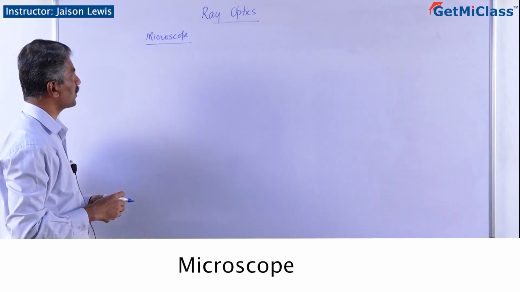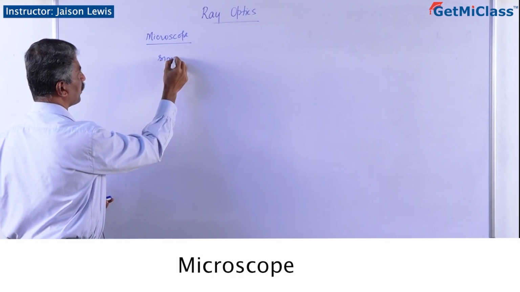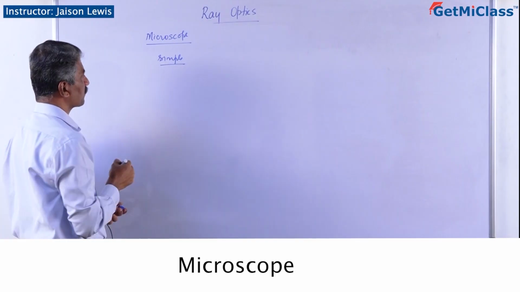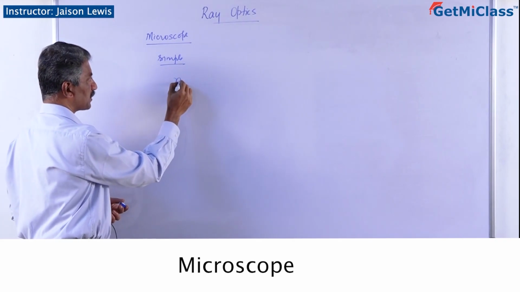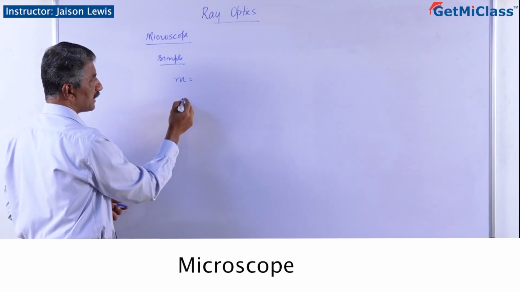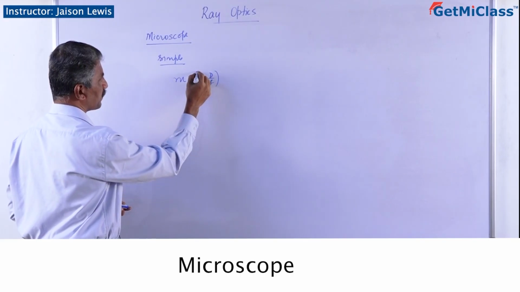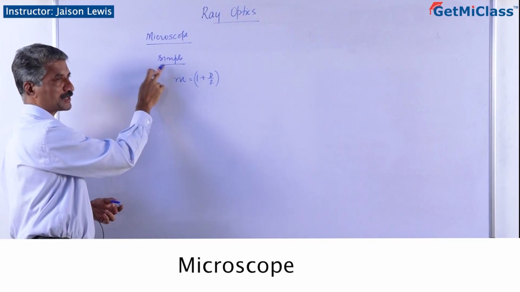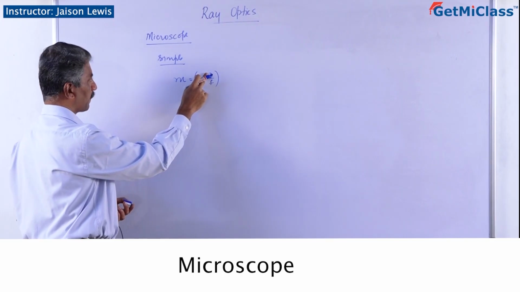Microscope, again an optical instrument. It may be a simple microscope where we use a convex lens, and in the case of a simple microscope, it is producing the magnification. It is given by 1 plus d by f, where f is the focal length of the simple microscope single lens, and d is the least distance of distinct vision.